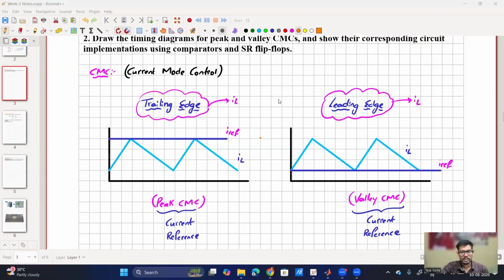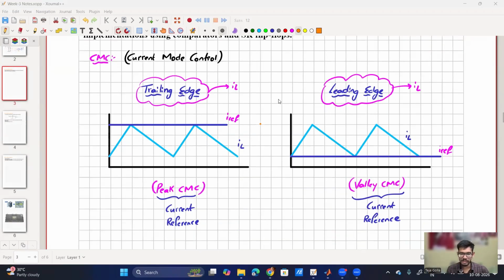Yes, sir. I will not explain what I explained last week, just to save time so that we can spend it on some other concept. This is the peak and valley current mode control that we discussed previously in week 2, where we mentioned there are two types of nomenclature. When we say edge, we are discussing the current. Trailing edge means current is trailing, that is, current is below the current reference, and the current reference is at the peak. So it's peak current mode control, or trailing edge modulation. The other is leading edge modulation, which is valley current mode control.